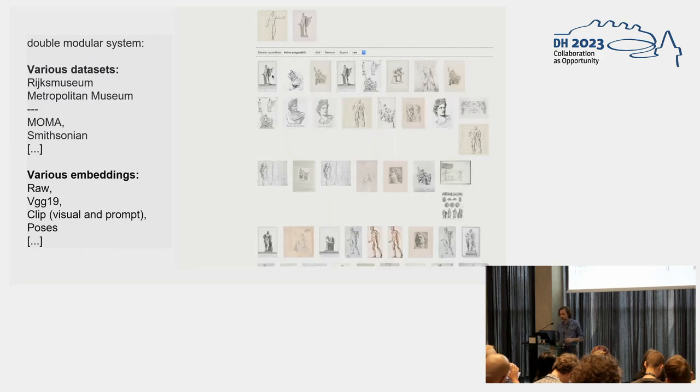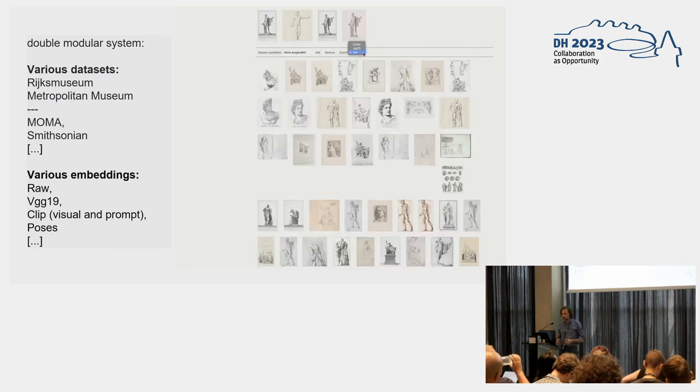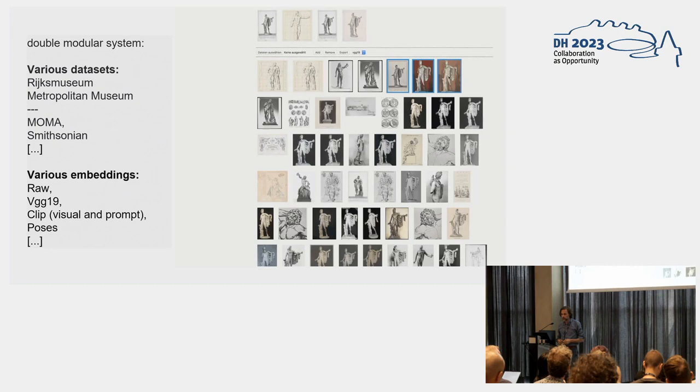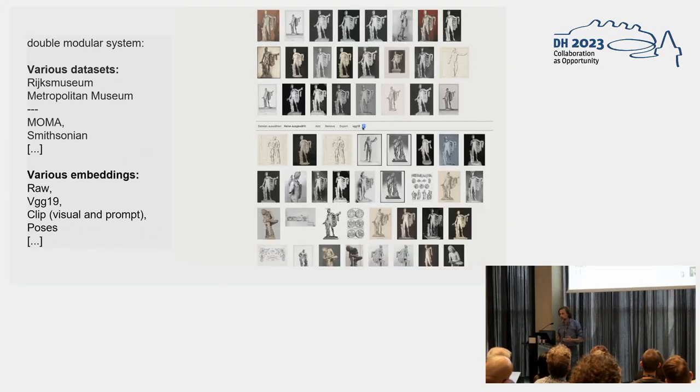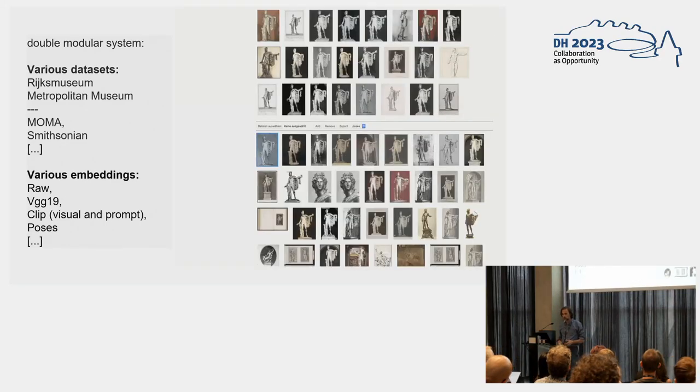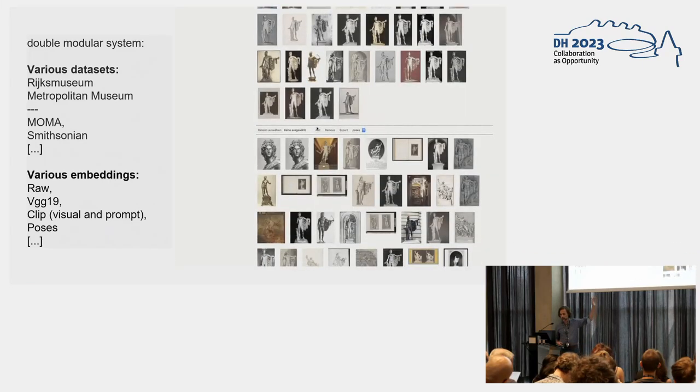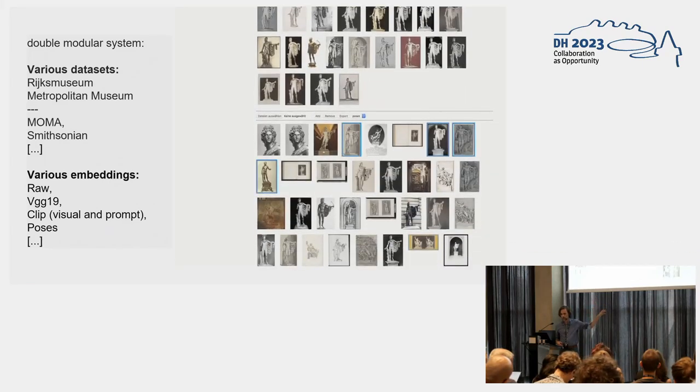You put these things up and can also come with that to a small corpora of things you are interested in, and you can search across different data sets. Because our idea is that we want a double modular system which includes various data sets, mainly, of course, open access data sets, and various embeddings. So you see we have the Rijksmuseum and the Metropolitan Museum, and when you make an account, you can also look into MoMA and Smithsonian.